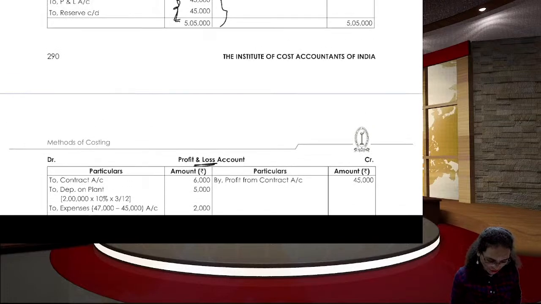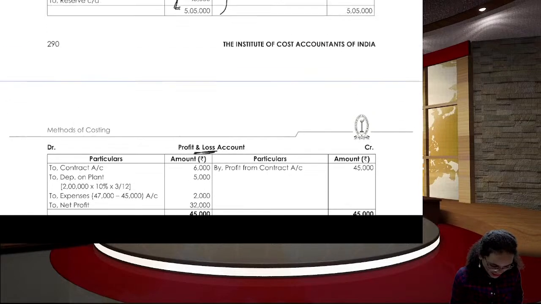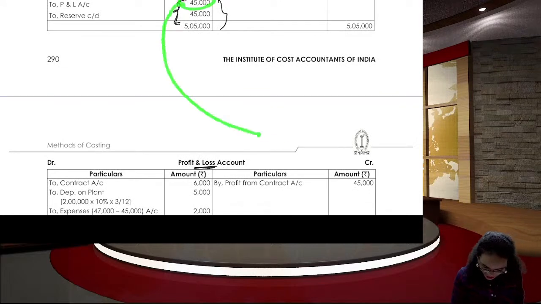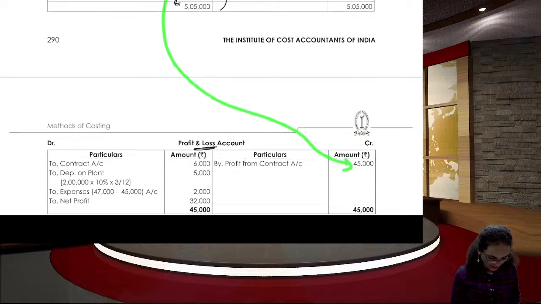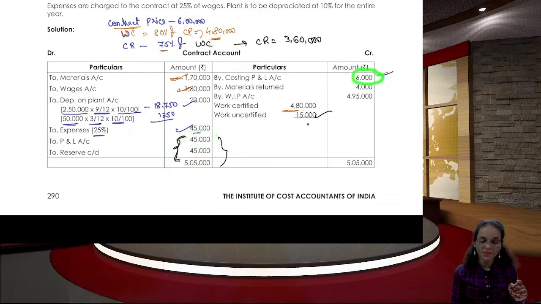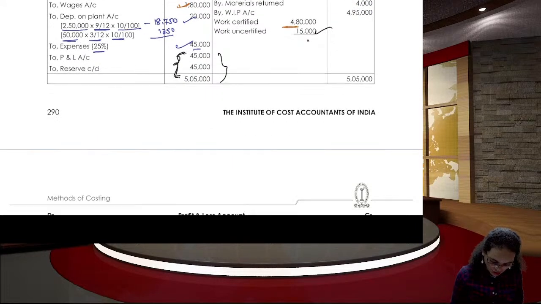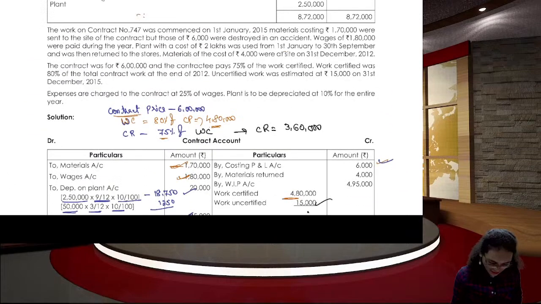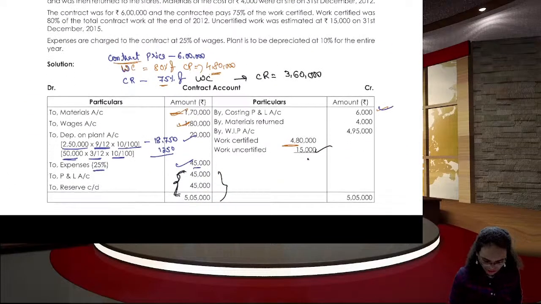Next, profit and loss account. Come back here. Here you got the profit of 45,000. You take that into profit and loss here. For the contractee, we have taken 6,000 rupees to the costing P&L, that is a loss, you take it here. Depreciation here, oh I removed it, right?